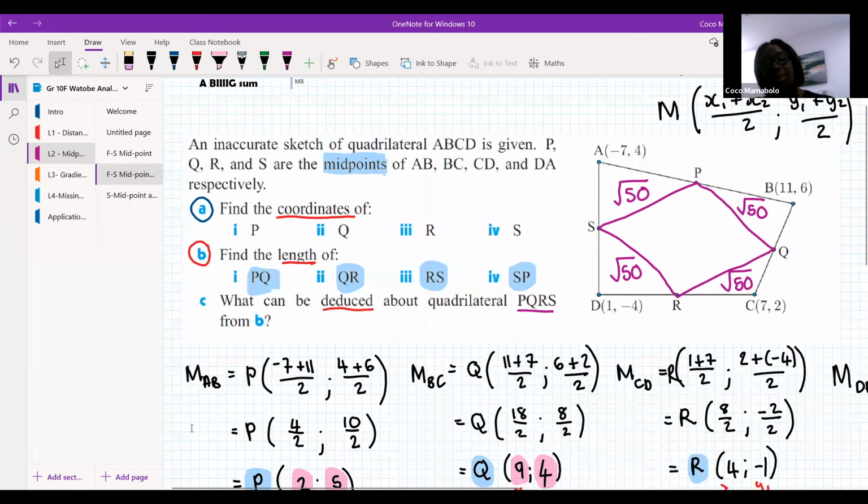But what do we notice about it more than it just being equidistant? Okay, Sipokazi, I was asking, did you get the square root of 50 for all of the lengths? That's what I was asking. Well, if you didn't get square root of 50 for all of them, you should have. So what kind of shape are we actually looking at, guys? What kind of quadrilateral is PQRS?